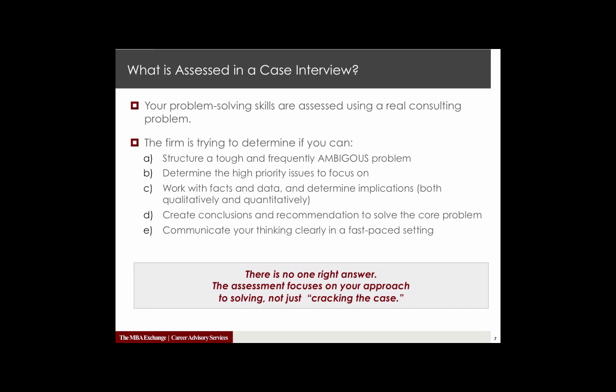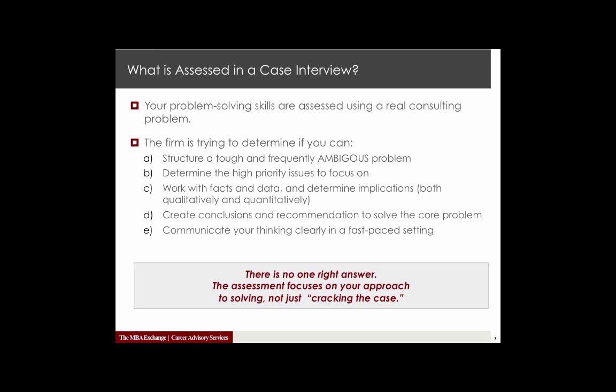So when the case interview is assessed, what is your interviewer looking for? Well, fundamentally, they're looking at your problem-solving skills. Many times these questions are real client problems and challenges. So what's looked at in your work is how you can structure a tough and often very ambiguous problem.